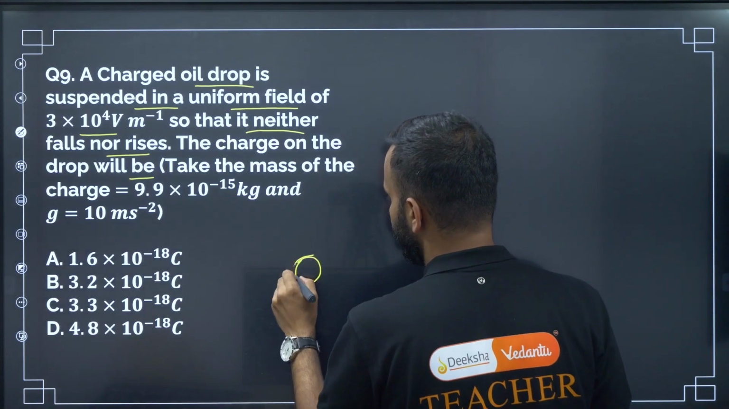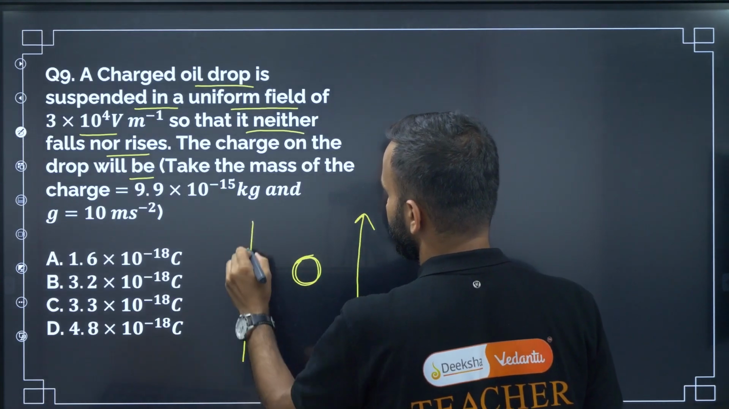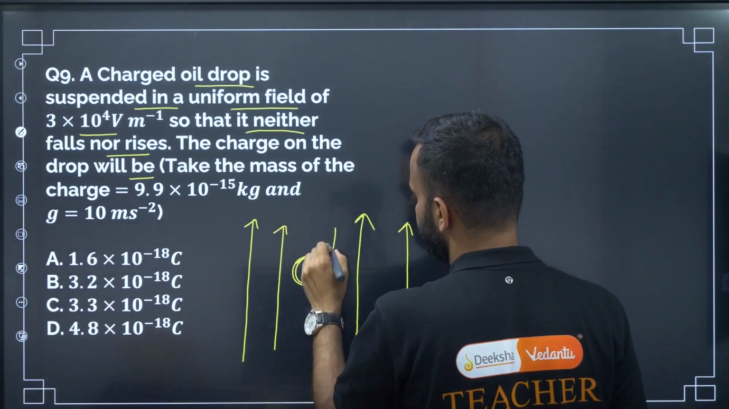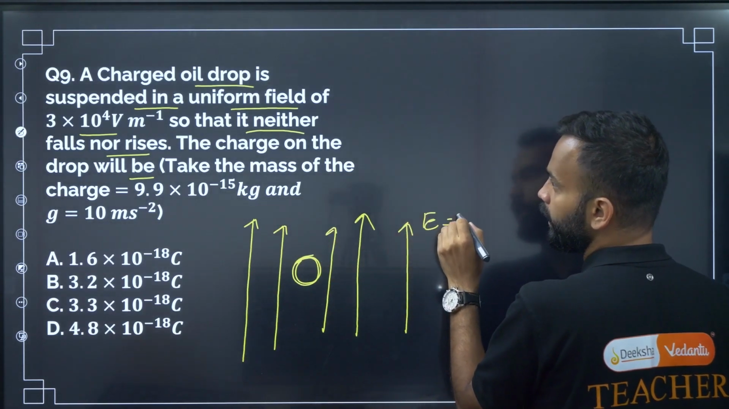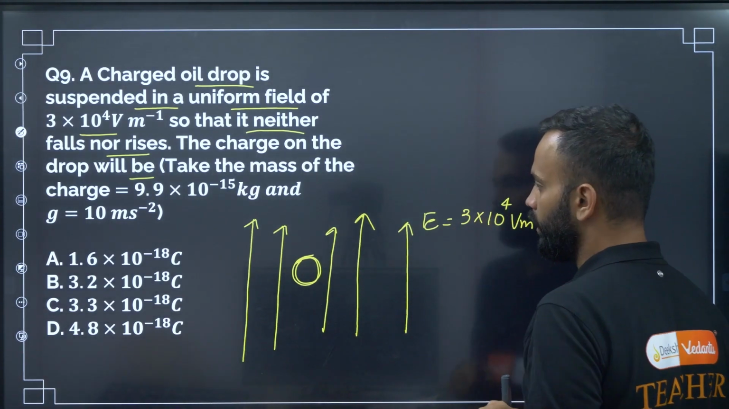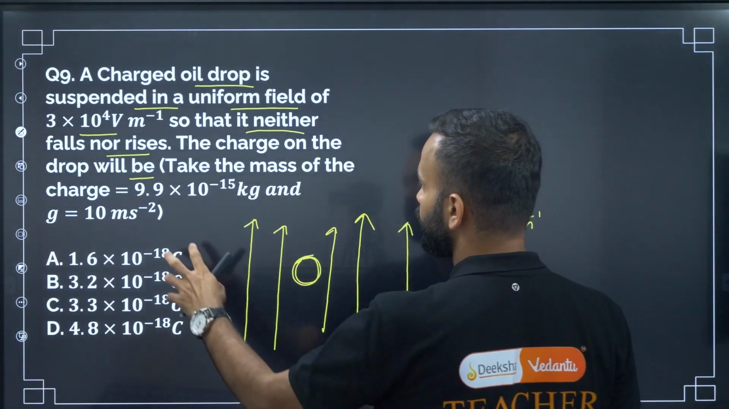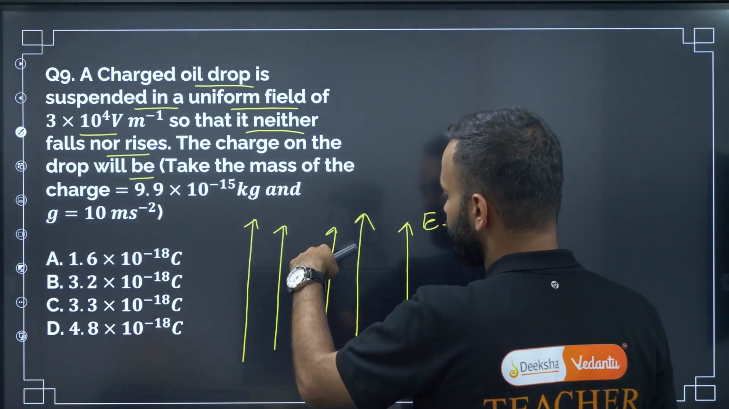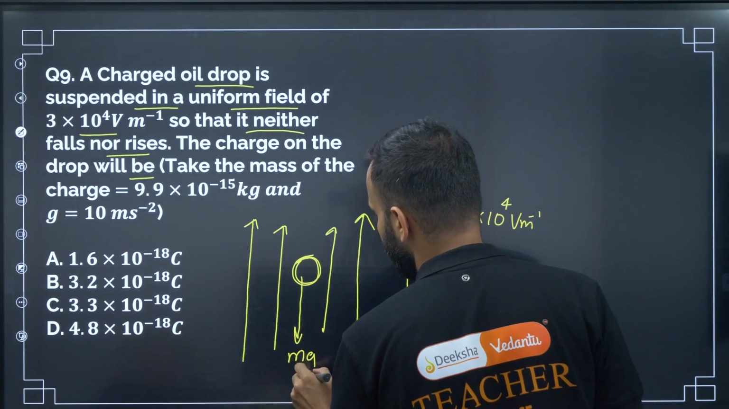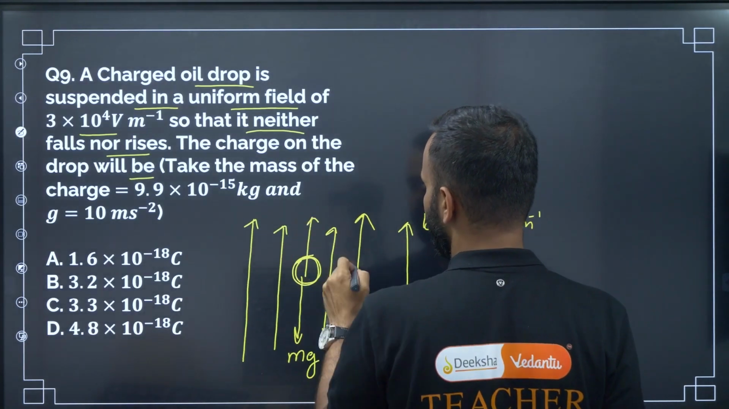So it is at equilibrium, suspended in a uniform electric field. E is equal to 3 into 10 to the power 4 volt per meter. The mass of the drop is given. So the gravitational force is acting on this oil drop in the downward direction, and the electric force acting on this oil drop is in the upward direction.